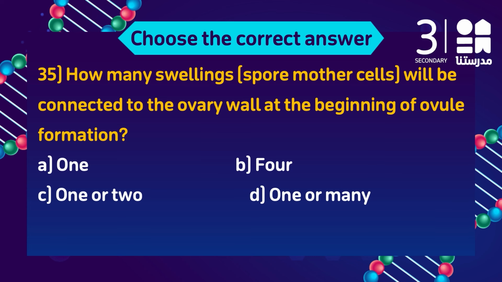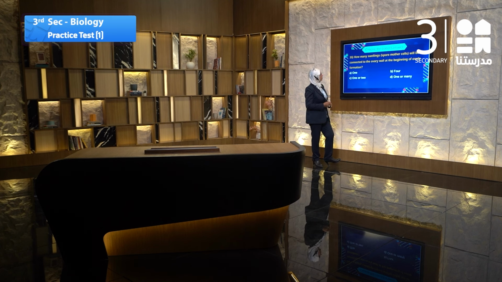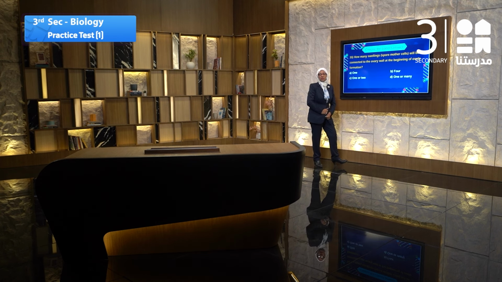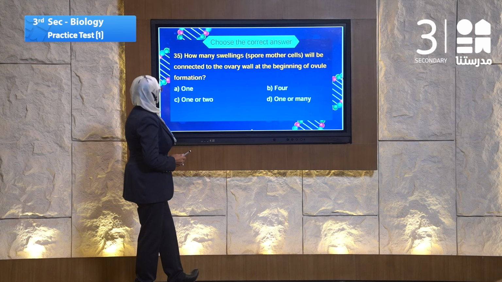Question 35 speaks about how many swellings. Swelling means protrusion. Swellings in the wall of the spore mother cells will be connected to the ovary wall at the beginning of ovule formation. Ovule formation, spore mother cells are in the plant cell, not in animal, not in human. So how many swellings will be connected to the ovary wall?